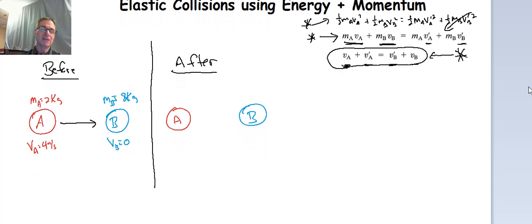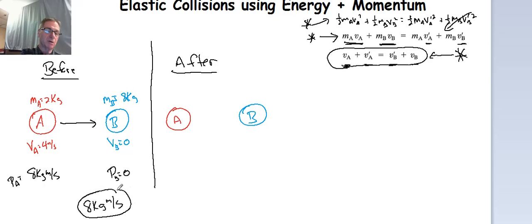So, let's look at our momentum before they collide. Well, what do we got? We have 2 kilograms times 4 meters per second going to the right, so we're going to have 8 kilogram meters per second from object A. And for object B, we have 8 kilograms times 0, so the momentum of object B is 0. Our total momentum is going to be 8 kilogram meters per second.